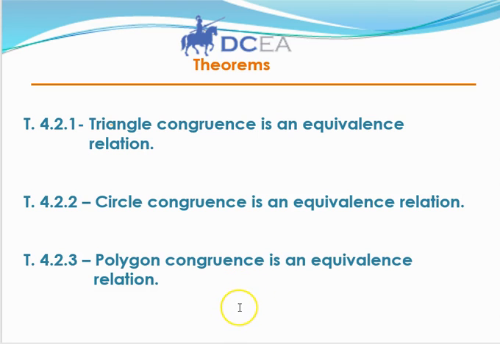We have three theorems in lesson 4.2. Theorem 4.2.1, triangle congruence is an equivalence relation. 4.2.2, circle congruence is an equivalence relation. And 4.2.3, polygon congruence is an equivalence relation. Those should be fairly easy to remember.